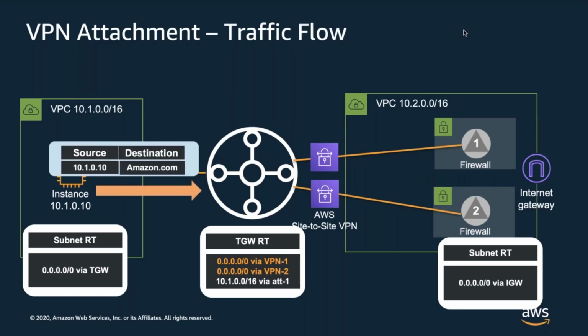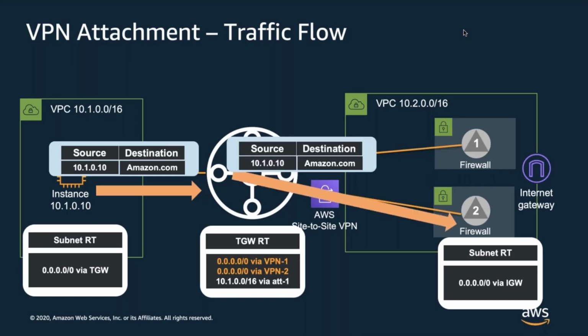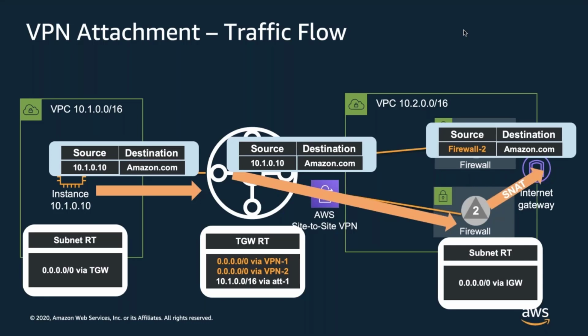So let's follow a life of the packet here. The source instance sends packets to Amazon.com. Traffic gets to the Transit Gateway. Transit Gateway has the option to pick VPN 1 or VPN 2. Let's say it's picking VPN 2. And the firewall will do source address translation to its own IP address and forward it out to Amazon.com. And again, we have a very valid model for sending traffic through centralized firewalls. And in this case, if we need to, we can add additional firewalls, we can add additional capacity, and it's much easier to distribute our traffic across those firewalls in a more organized way than the previous model.